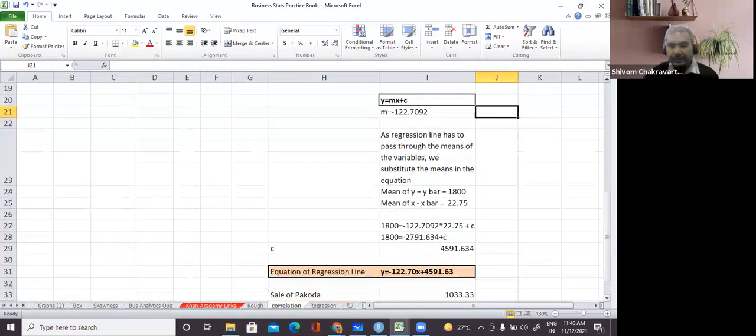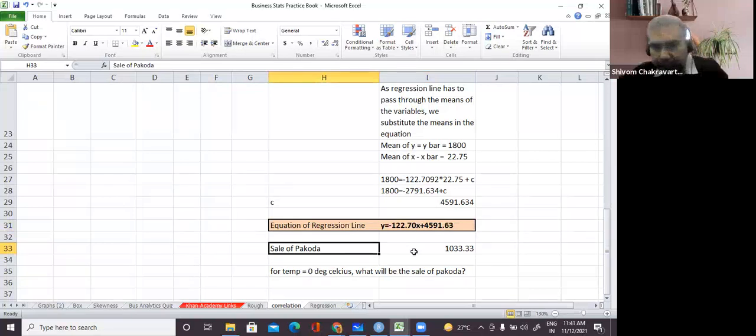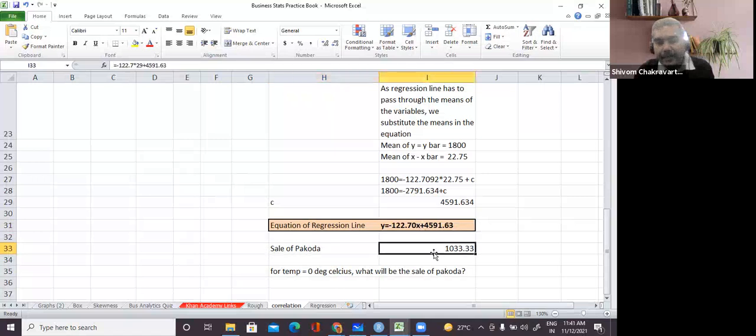So we have this equation ultimately: y equal to minus 122.70x plus 4591.6. And for 29 degrees Celsius, if on any day the temperature is 29 degrees Celsius, that is our x. Our x variable is 29. We found that sale of pakoda, that is our y variable, will be 1033.33.